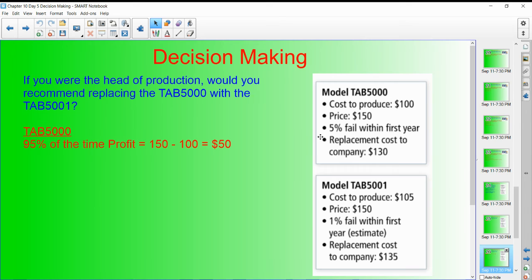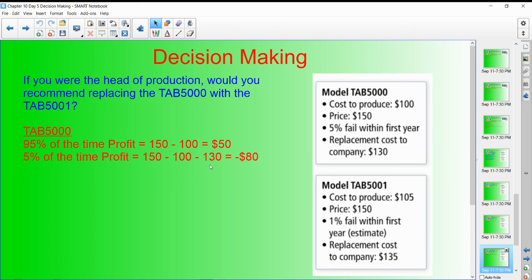95% of the time, nothing's going to fail. I make a net of $50. I get $150, it costs me $100 in parts and labor, whatever else. I make $50. Now, the other 5% of the time, I'm going to lose money because when they fail, I have to replace it. So they give me $150, I paid $100 to produce it, and I lost $130 because I have to replace it. So my profit is negative. I actually lose money here.